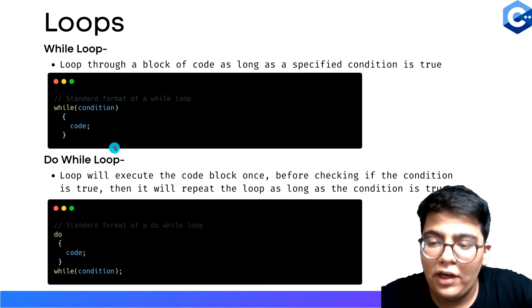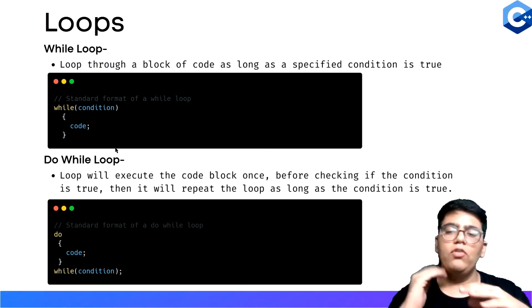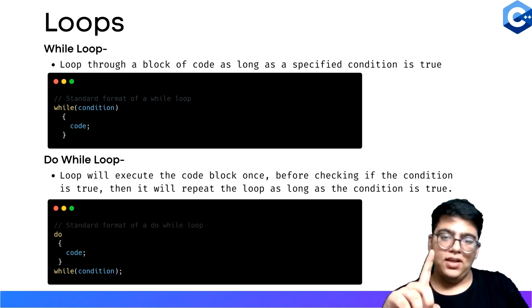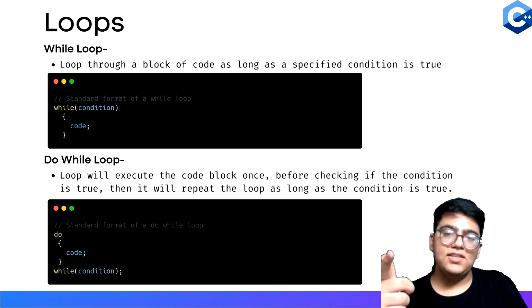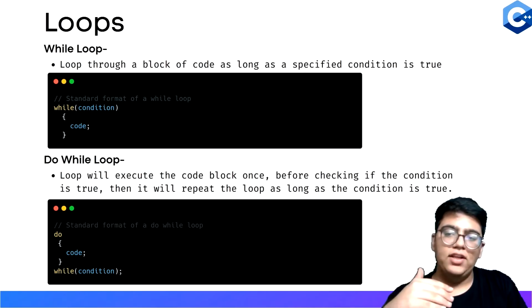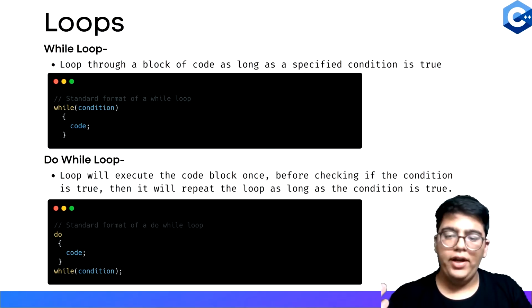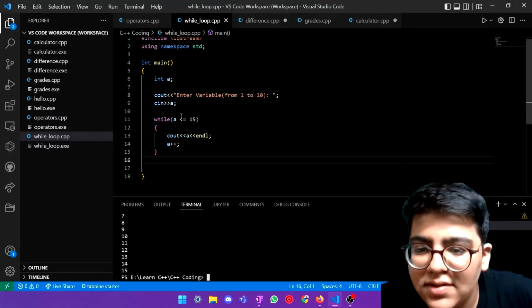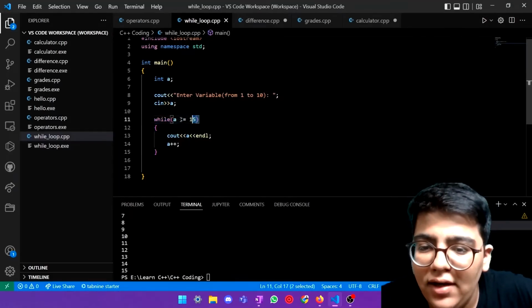Now we have the do while loop. What the do while loop will do is that it will first execute the code once, and then if the condition still isn't satisfied after executing it once, it will re-execute it. So it's just like the while loop, but it's a bit different. So let's do that as well.